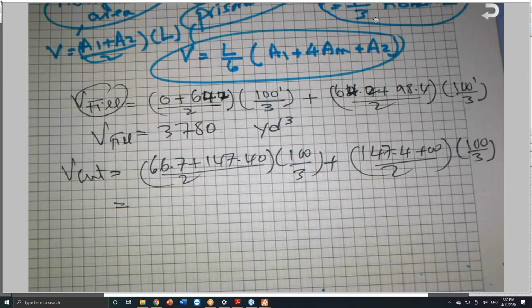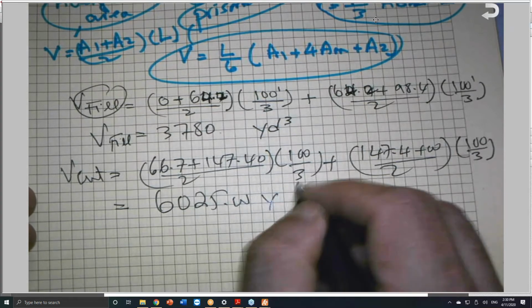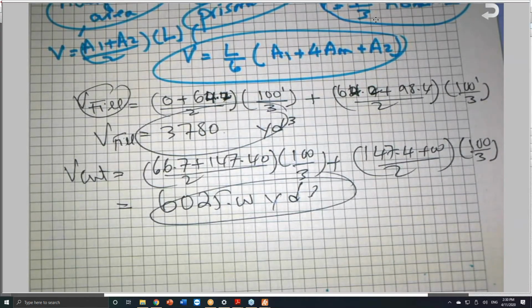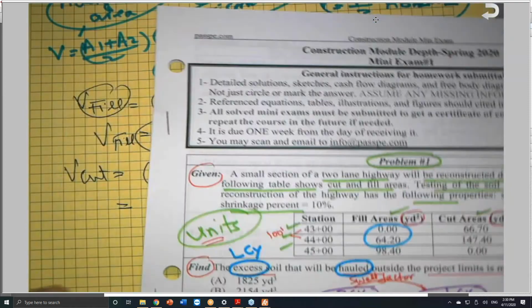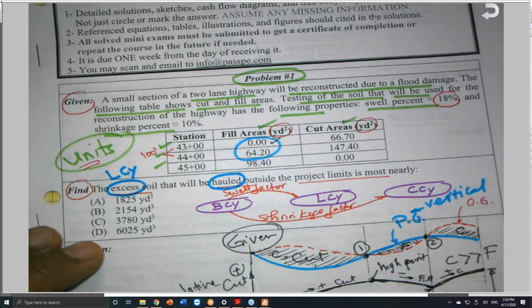147.4, 0.5 times 100 times 3 divided, and the plus, this gives us 6025.0 cubic yards. So this is the first step I will do. I will calculate the volume of the cut and the volume of the fill using the average in the area method. And you might say, oh, we have a zero area here.